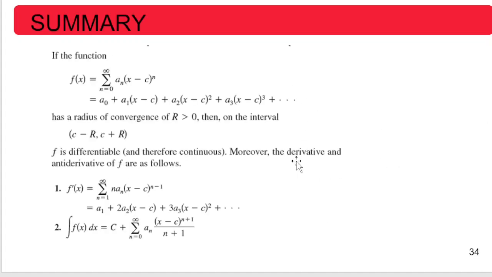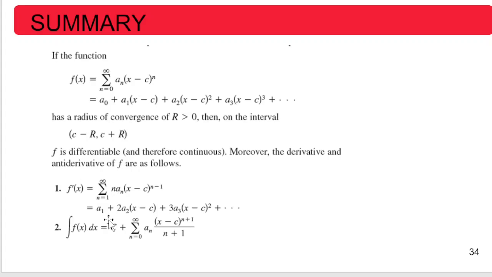Okay, so in summary, if the function f of x is a series defined as the summation of a sub n times x minus c quantity raised to the n power, where n is from 0 to infinity, has a radius of convergence r greater than 0, then on the interval of convergence c minus r to c plus r, f is differentiable and therefore continuous. Moreover, the derivative and the antiderivative of the function f are as follows. Number one, the first derivative is the summation of n times a sub n times x minus c quantity raised to n minus 1, where n is from 1 to positive infinity.